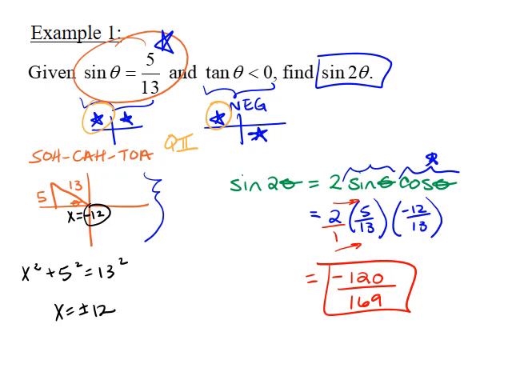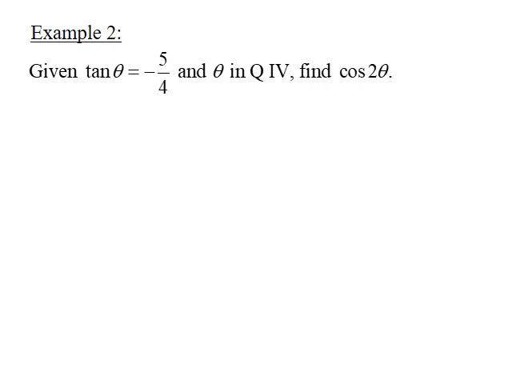Let's try another one. Here we are given tangent is -5/4. We know that tangent is negative in quadrant 2 and in quadrant 4, but then it says theta is in quadrant 4. So the tricky part's done for us.